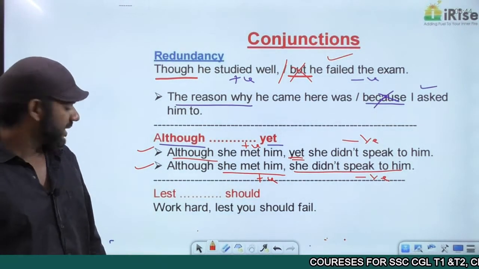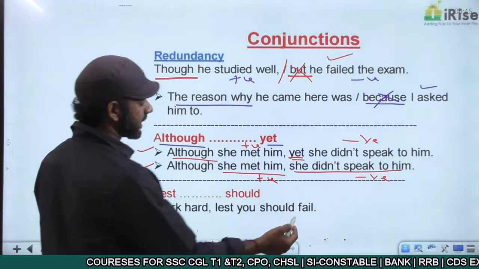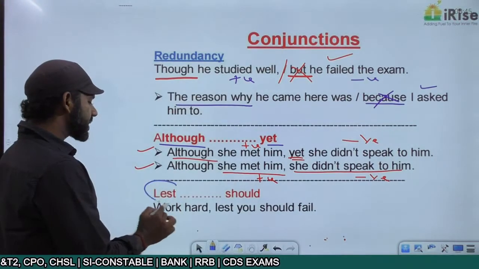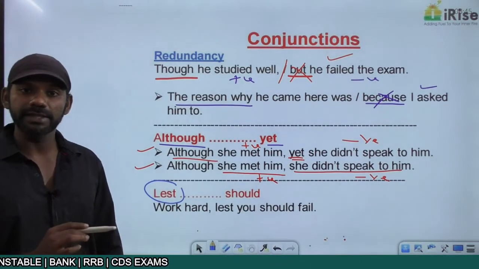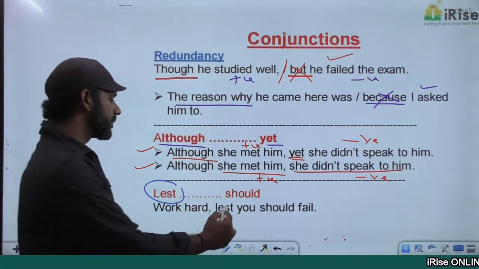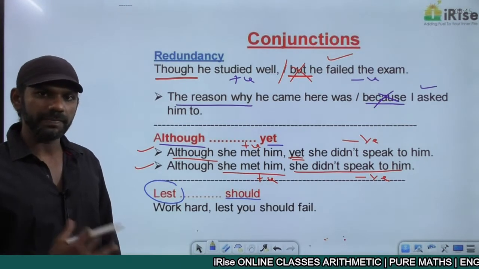Come to the next one. Lest. Lest is a contrast indicator. I gave it in the list of contrast indicators. The contrast indicator lest has a rule of its own. Now the rule is this. Lest will be followed by should. That is a rule. I'll explain it.